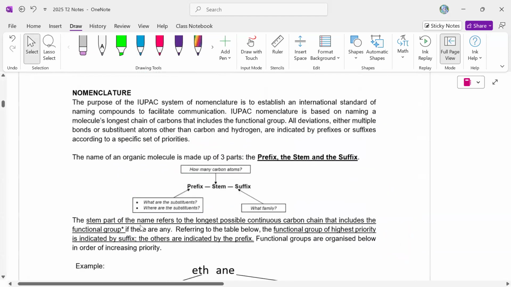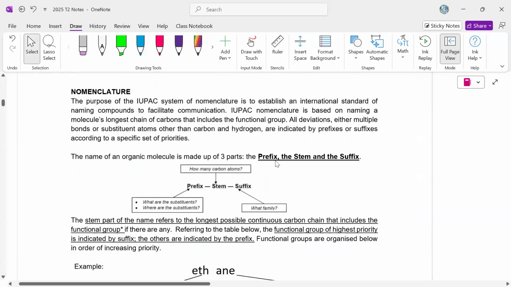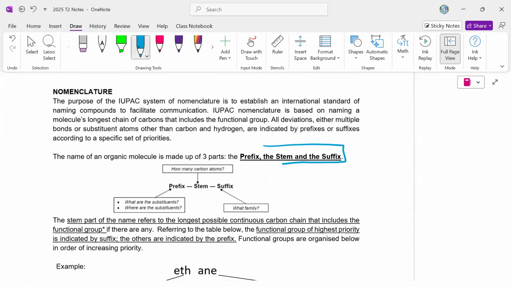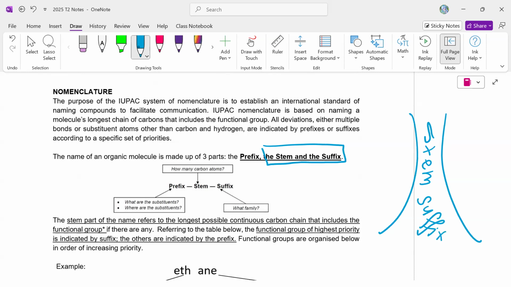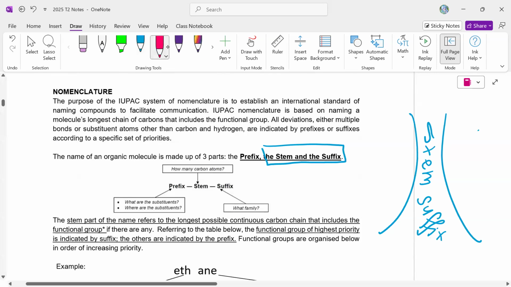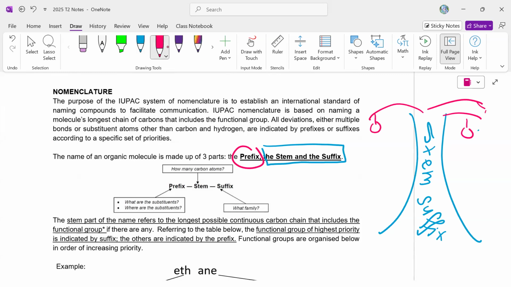So when we do naming, we have three parts to a name, which is the prefix, the stem, and the suffix. The stem and the suffix are the most important. So I always align the stem and the suffix as a tree. The tree trunk is the stem and the suffix. You take care of the tree trunk first because that's the most important. Then the prefixes are like my apples hanging on the tree. So they are called substituents. They are not called apples. They are called substituents.